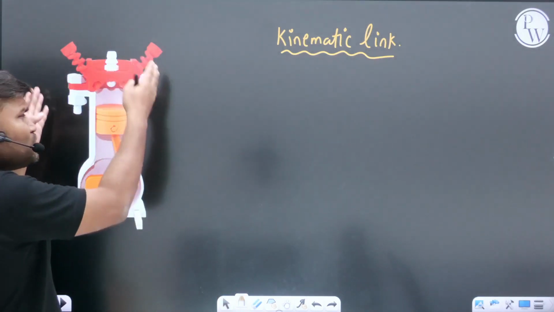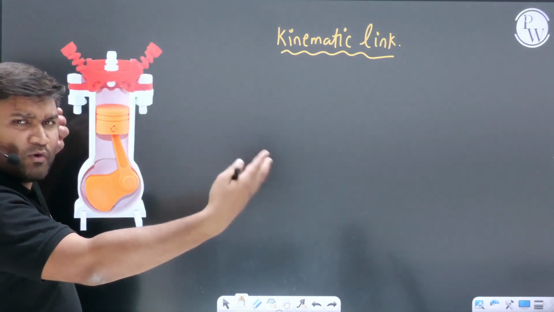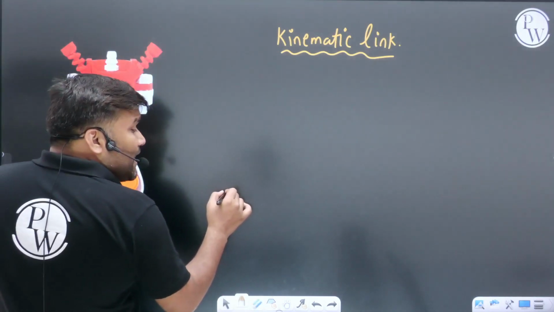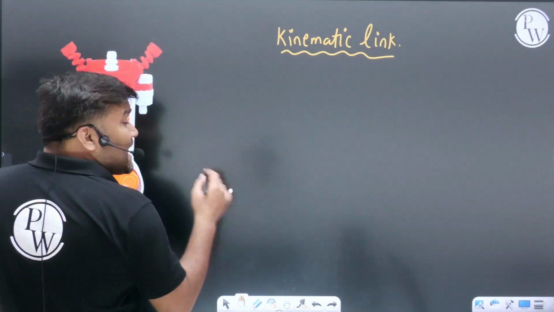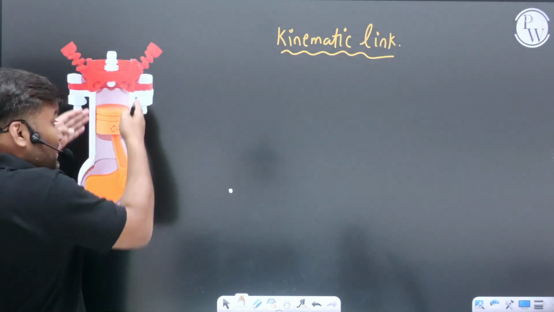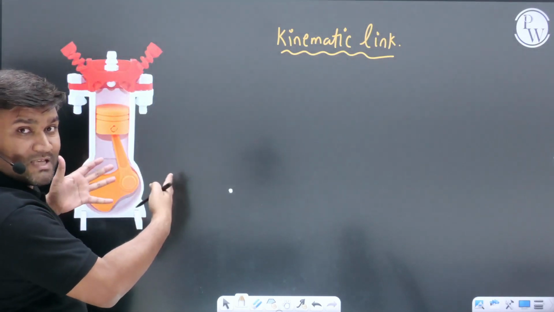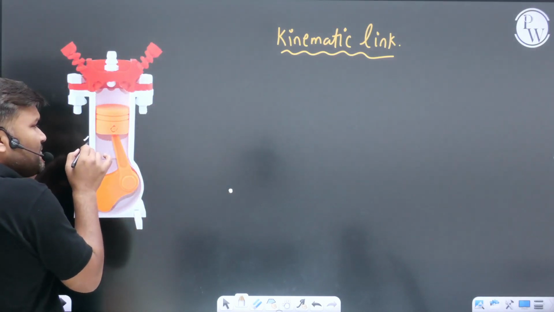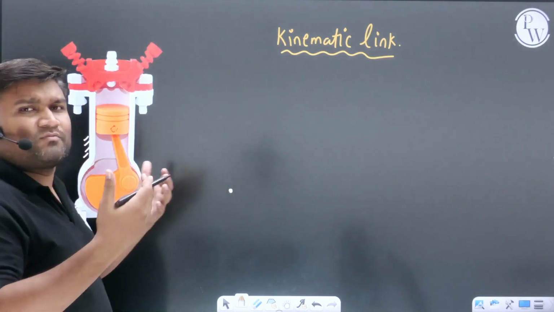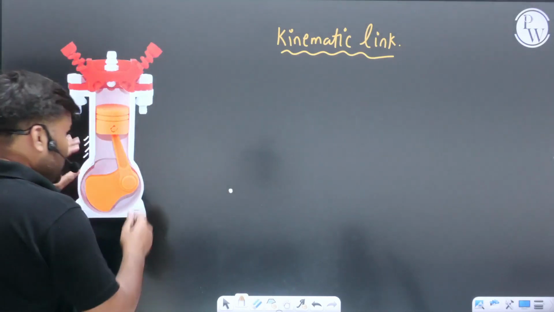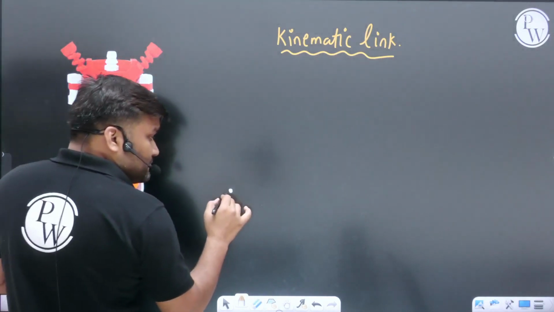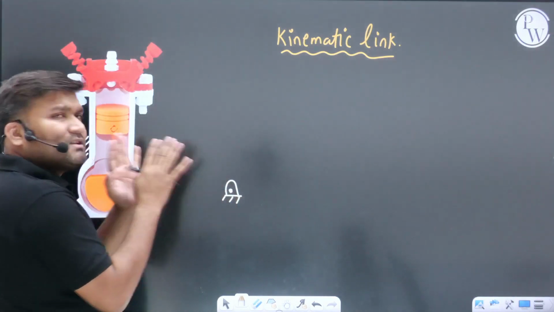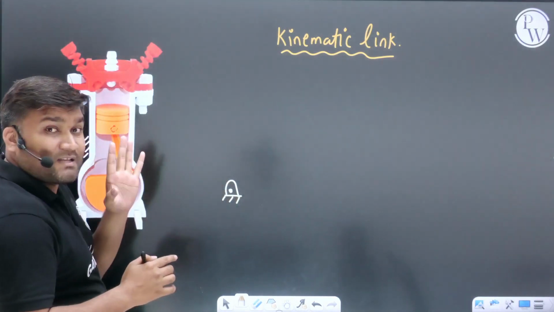How? I'm not going to make this entire 3D beautiful diagram as always. I will simply show that I have one link which I am calling my cylinder or body of this engine, which I am going to fix with the frame or chassis of the vehicle. Now once this frame is fixed, I have just represented this by a fixed symbol. That's it. This is the symbol of a fixed link.